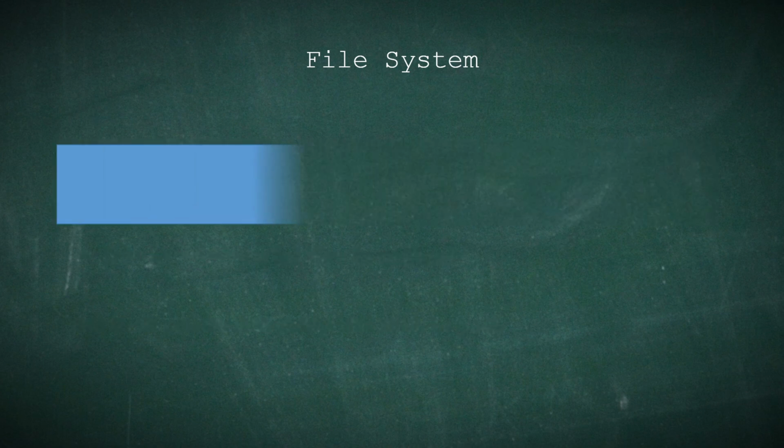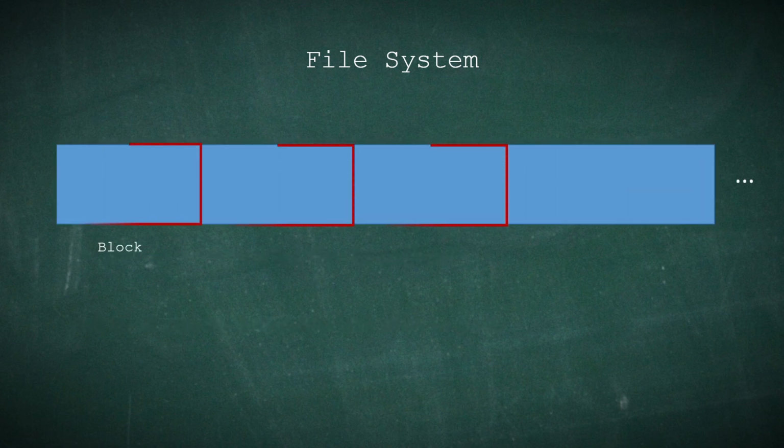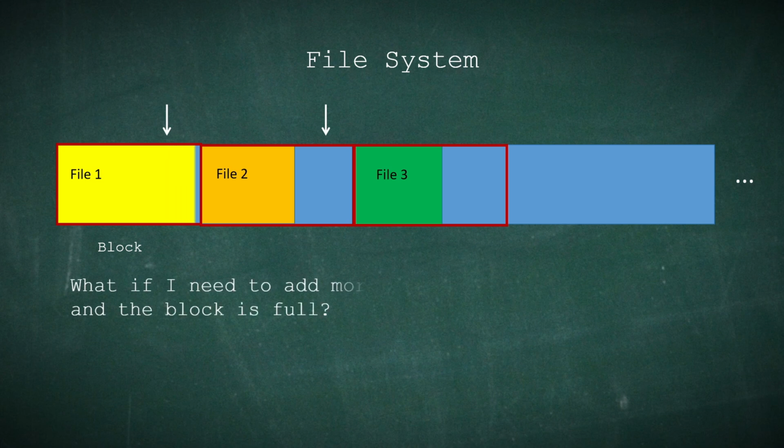We have to take our disk and divide it into blocks. Each block will have a file in it, and each block will also have some slack space for the file to grow. But what if I need to add more to a file when the block is full? Well, I go to the empty block at the end and simply add the rest of the file there.